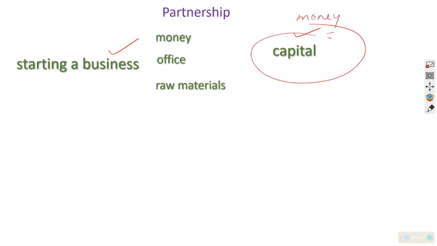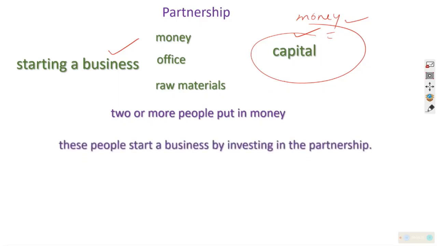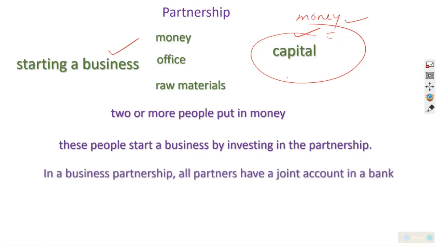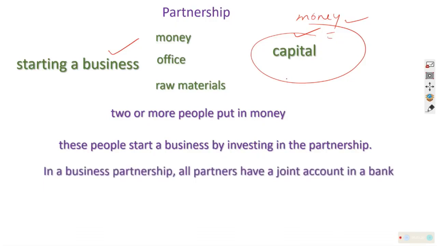What is the total capital? The money invested and the material invested together constitute the capital. So when a business is done by more than one person together, then the concept of partnership comes. Otherwise not. Two or more people will put in money and start a business by investing in the partnership, and there will be an agreement between them on how to divide the profit and share the loss.